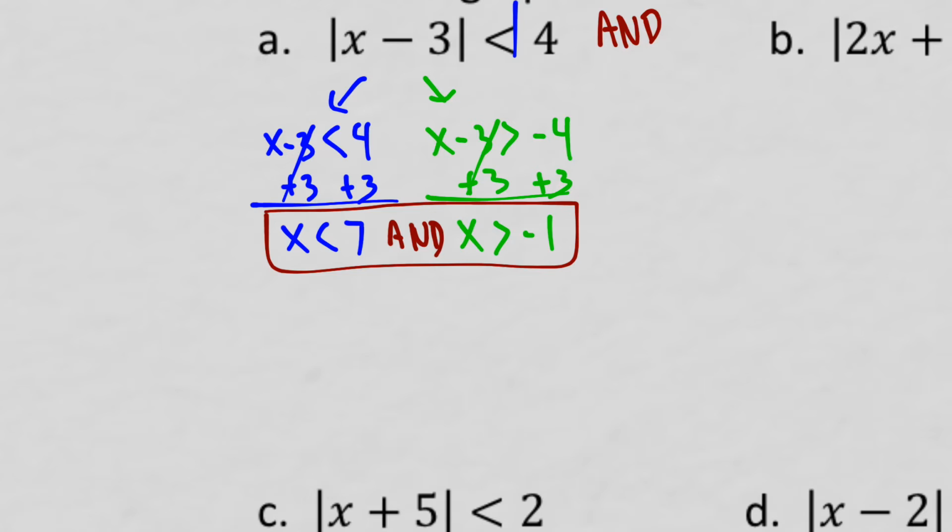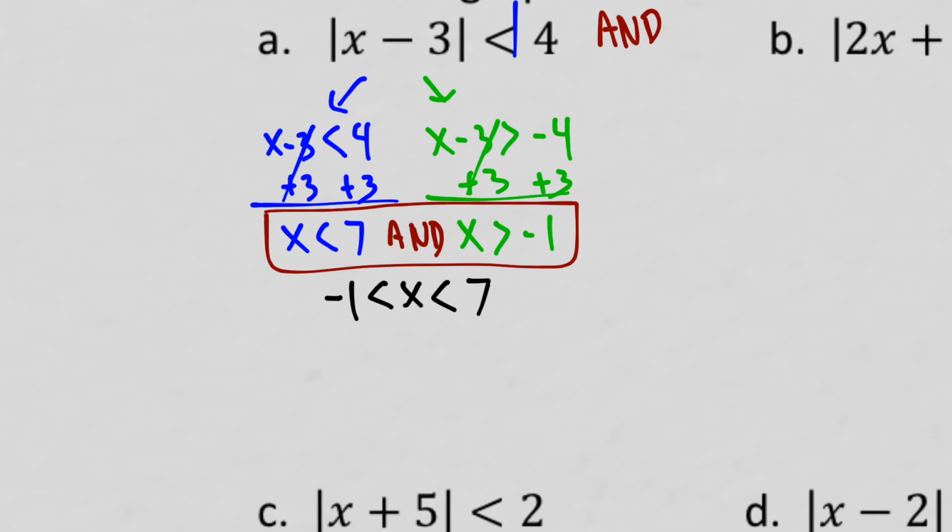There's your solution. AND inequalities have two ways of writing them. So you could write it like this, or there's another way of writing it which looks like this. You start with the smallest number, which is negative 1, and you write less than x, less than the biggest number, which in this case is 7.